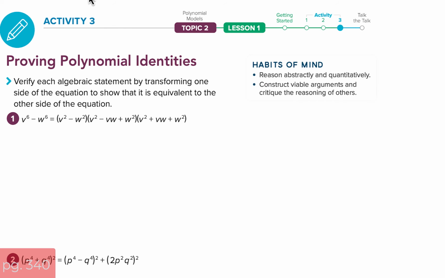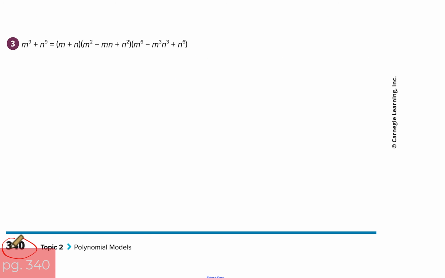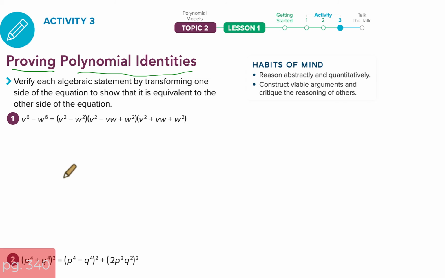And now it is our turn to prove these polynomial identities. We're going to prove them. We're going to turn to page 340. That's where we're going, page 340. And we're going to verify each algebraic statement by transforming one side to show it's equivalent to the other side. So I'm going to translate that for you. We're going to do a bunch of math on one side and get the exact same thing that's on the left. That's what they want you to do.